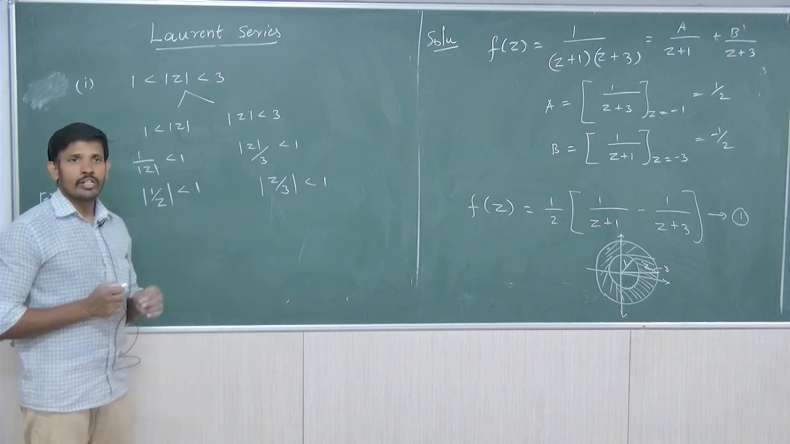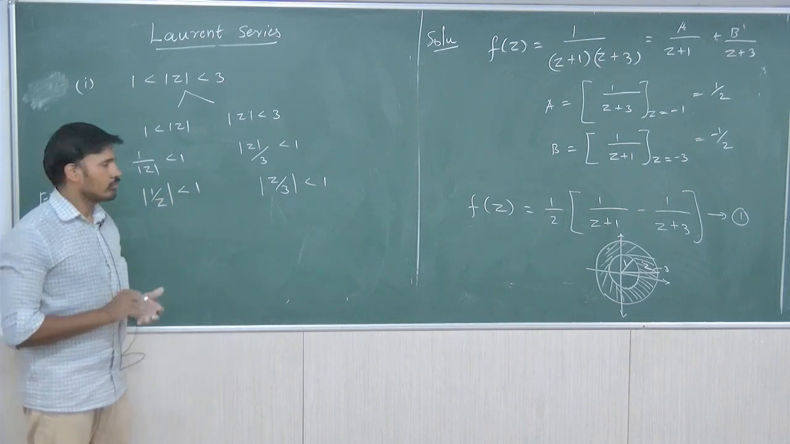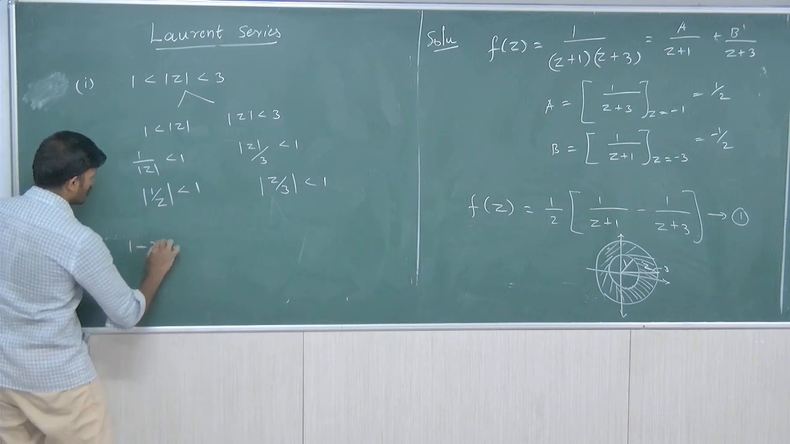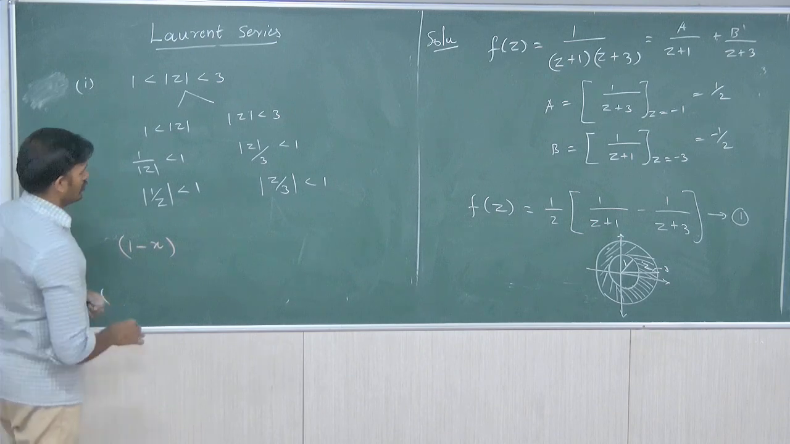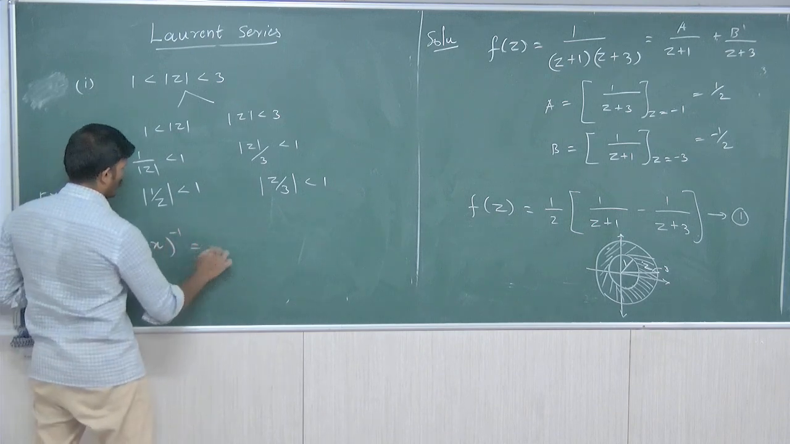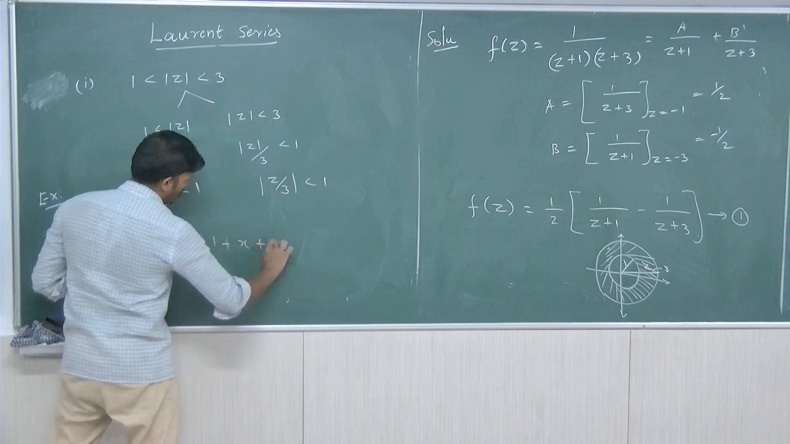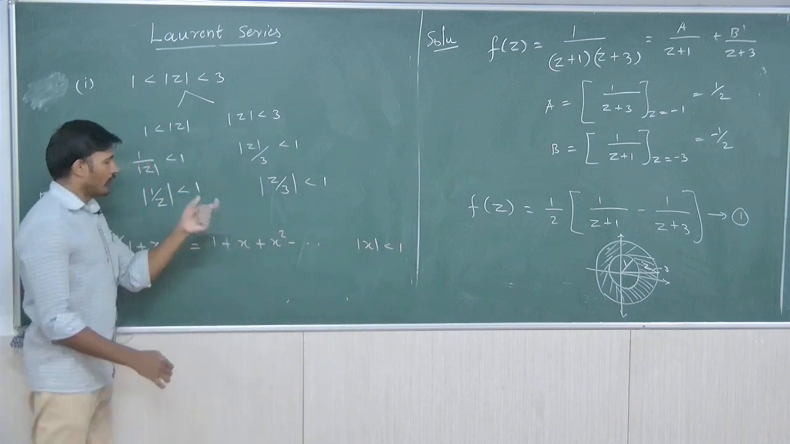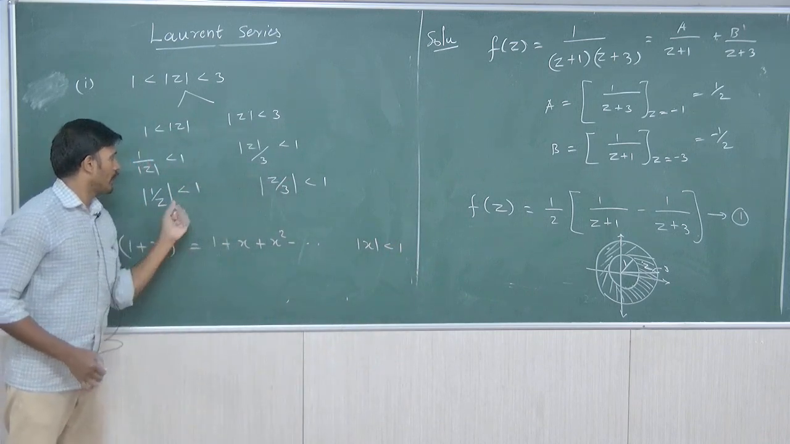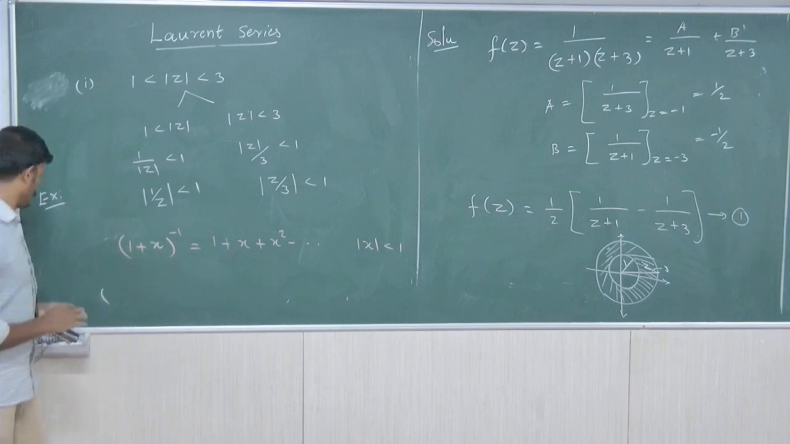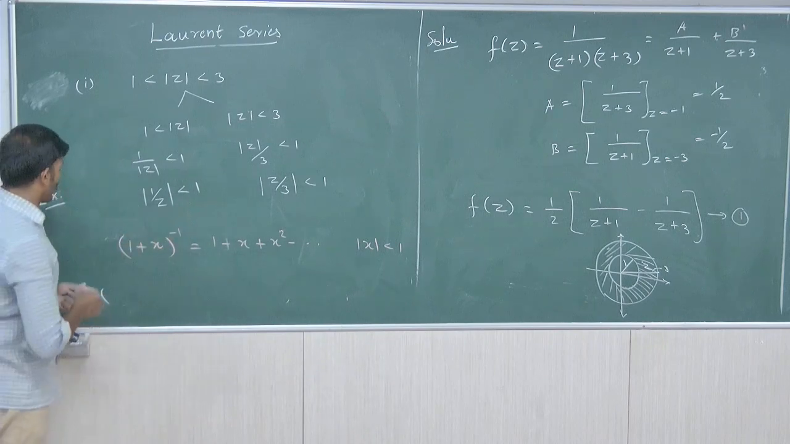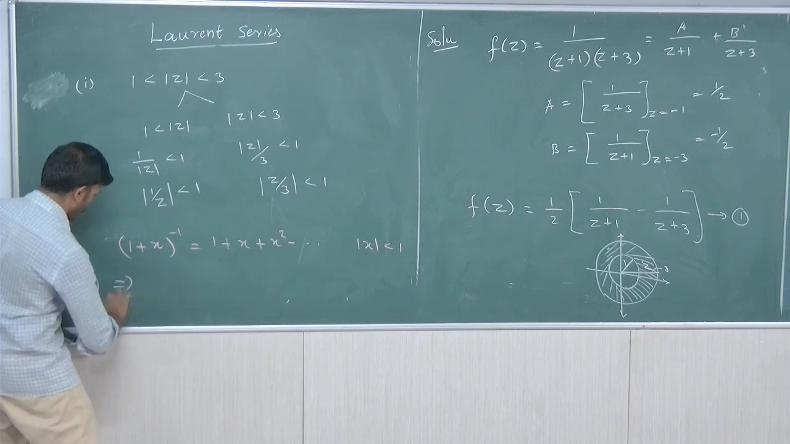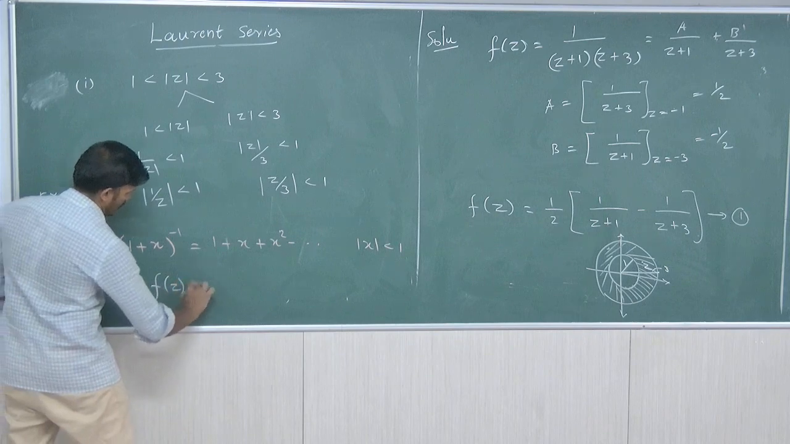In this part, if we want to apply binomial expansion, I am going to apply the formula (1 plus x) to the power minus 1. If you want to apply this formula, modulus x should be less than 1. So for this case, I have defined this inequality here, right? Now I am going to use equation 1. What is equation 1? f of z equal to 1 by 2.